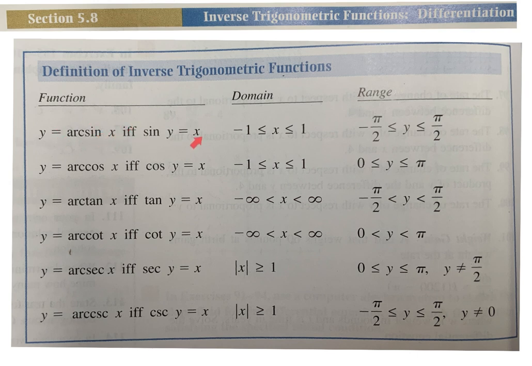So we have y equals arc sine of x if and only if sine of y equals x. So these are inverses of each other. That's all that's saying. We have the domain and we have the range. So that means that we have this from positive pi over 2 to negative pi over 2 limitation.